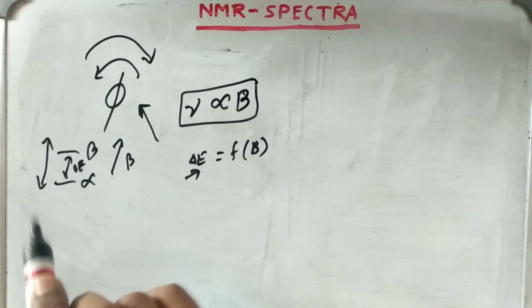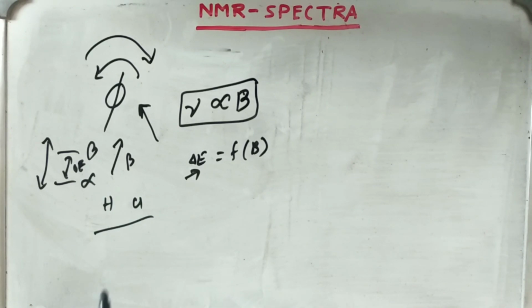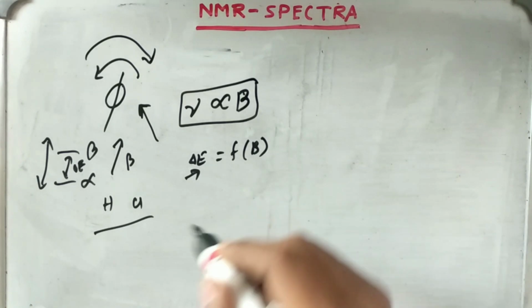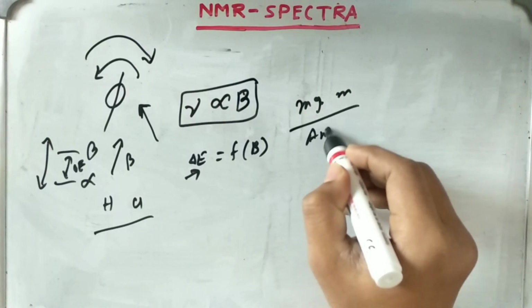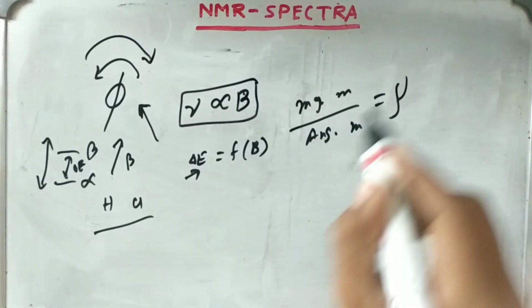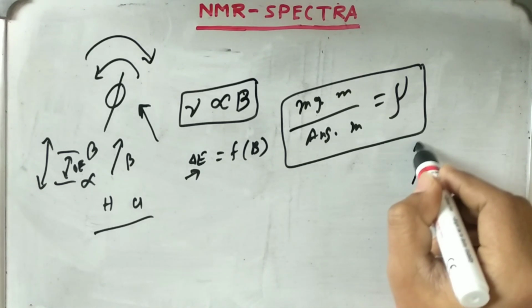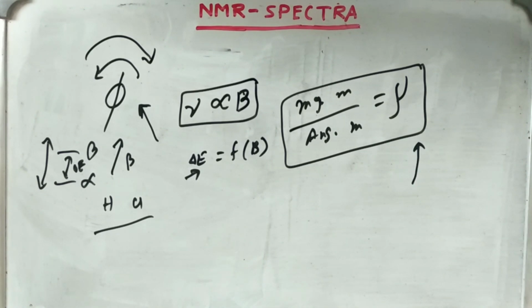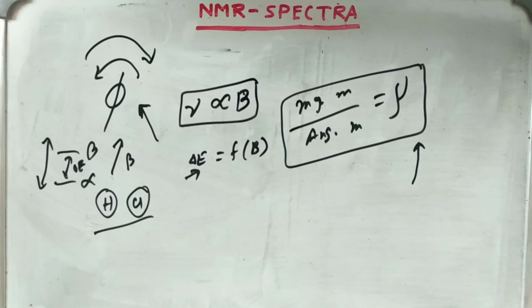Because for every nucleus, for hydrogen, for chlorine, for other nuclei, each nucleus has a different ratio of magnetic moment to angular momentum. This ratio, magnetic moment by angular momentum, is called the gyromagnetic ratio, or gyroscopic ratio, or magnetogyric ratio in the case when we are applying an external magnetic field. The magnetic moment of the particular system may be hydrogen, may be chlorine, anything.